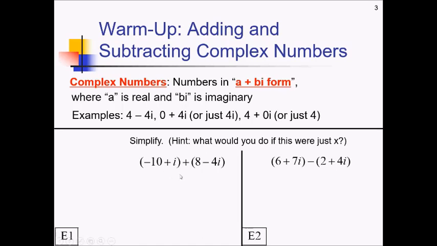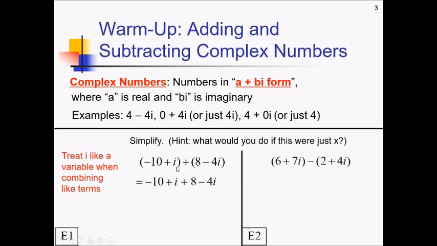All right, so for this one, just like when we are simplifying x's, like if this were negative 10 plus x plus 8 minus 4x, we would get rid of those parentheses first. And since nothing other than 1 is being multiplied by them, we can just write this as negative 10 plus i plus 8 minus 4i. Now at this point, what do we do? Well, if these were x's, we would just combine like terms. And in fact, that's exactly what we have to do here. You just treat i like a variable when you're combining the like terms.